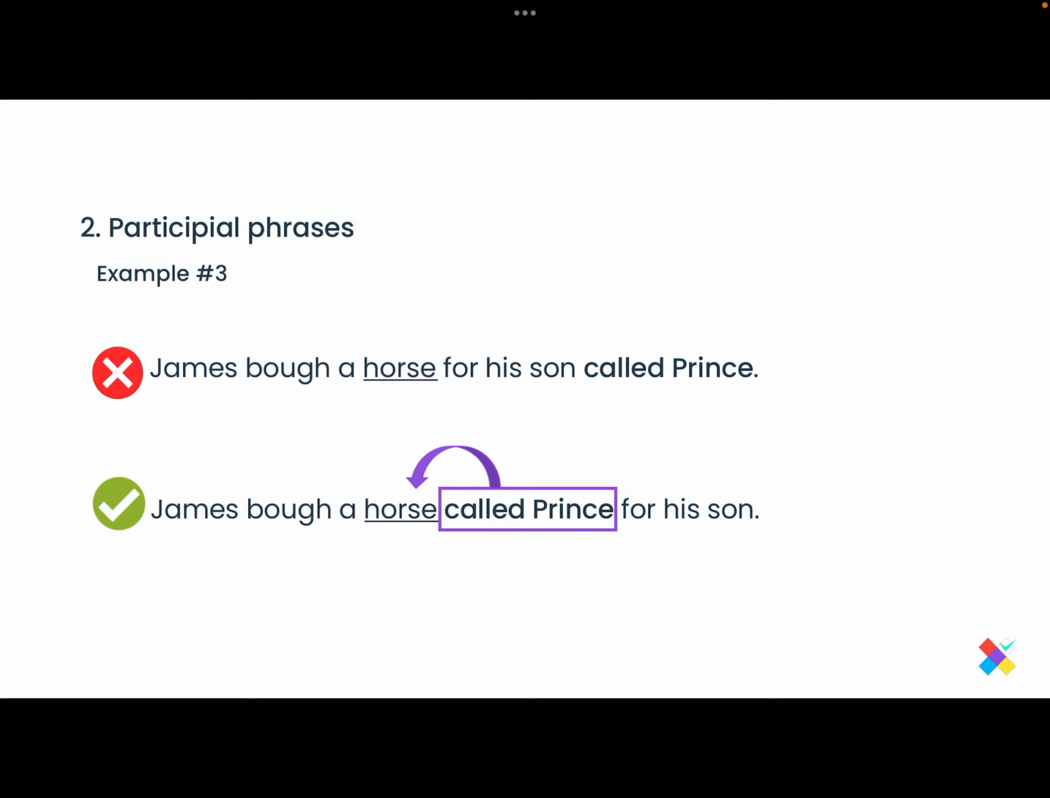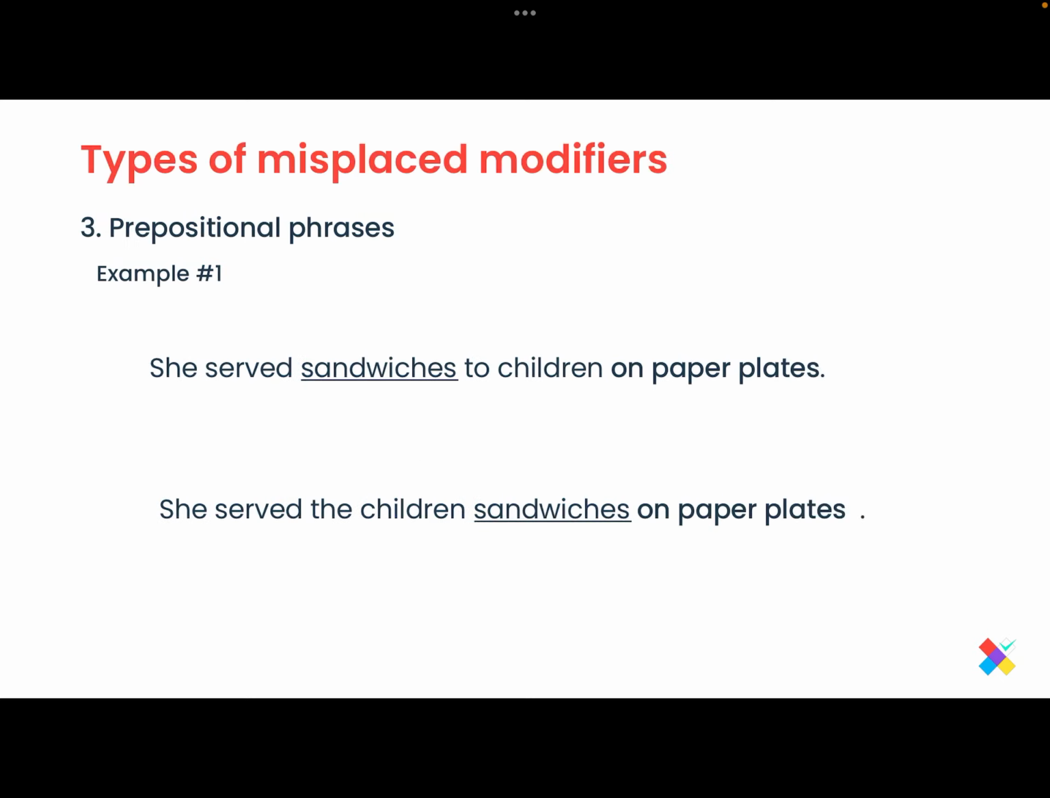Ta-ta! Now we're moving on to the last type of misplaced modifiers, prepositional phrases. This is another common modifying phrase that tends to be misplaced. And these misplaced modifiers can make one noun sound like it's in an entirely different and often strange location. For example, in this situation with the children on paper plates.